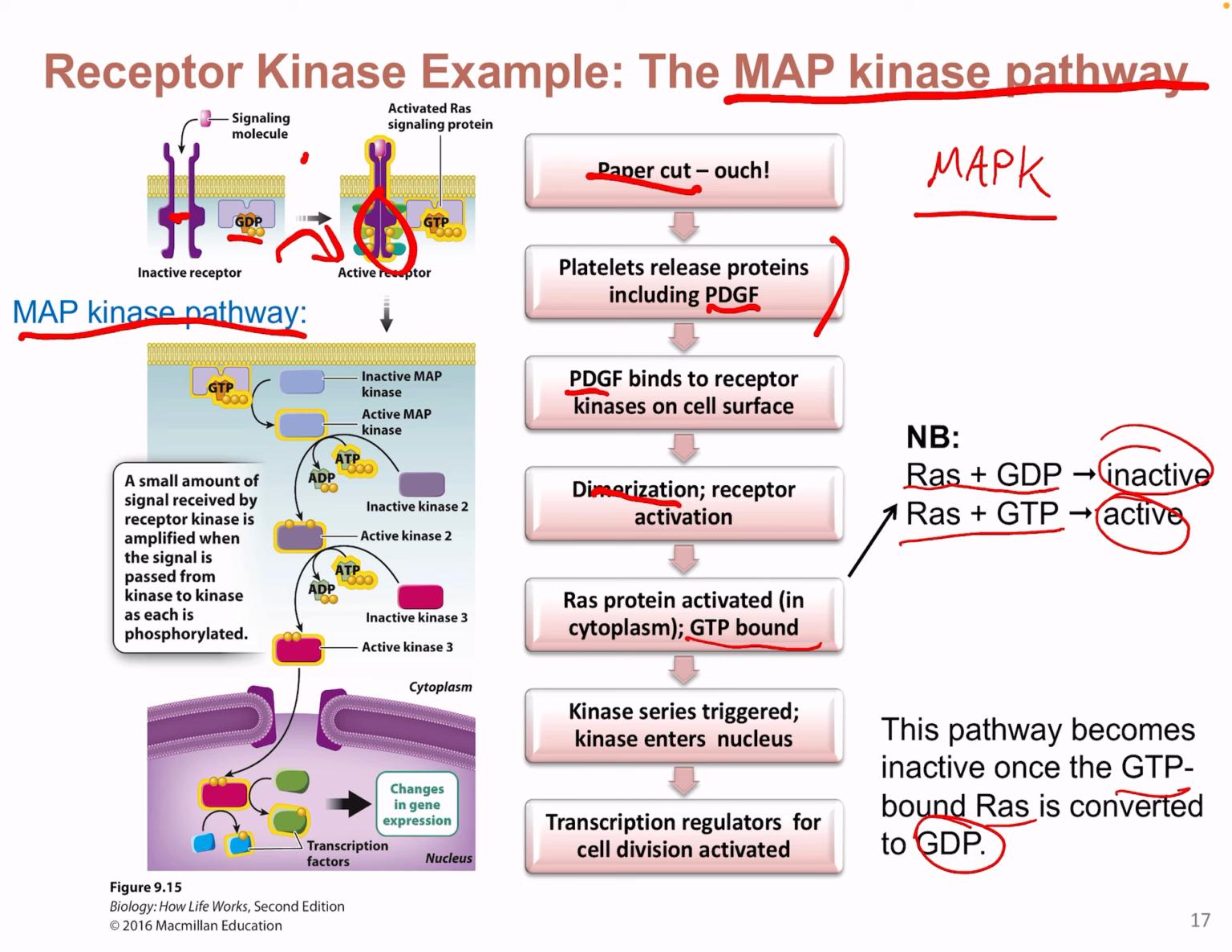So here we can see that during a cut, a small amount of signal received by the receptor kinase is amplified when the signal is passed from kinase to kinase, and each is phosphorylated. We can see here kinase 2, kinase 1, kinase 3. Again, the signal is passed from kinase to kinase, amplifying the signal. Then finally, we have our changes in gene expression.